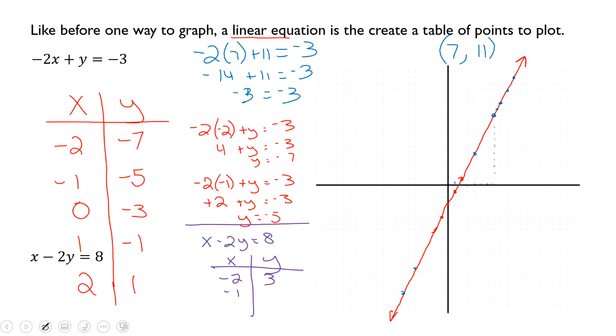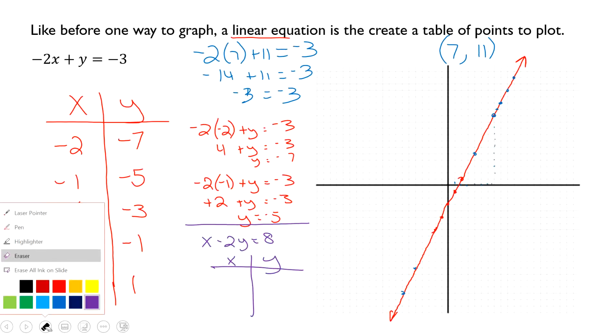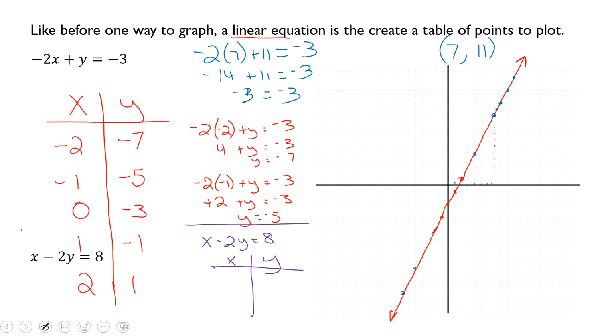What I want to work on here now is I'm going to change this up a little bit. And I'm going to do even numbers for my numbers here, because it's just going to be better for me in the long run trying to figure out my points. So negative 4, this is going to be 2. Negative 2, this is going to be 3. When I have 0, this is negative 4.